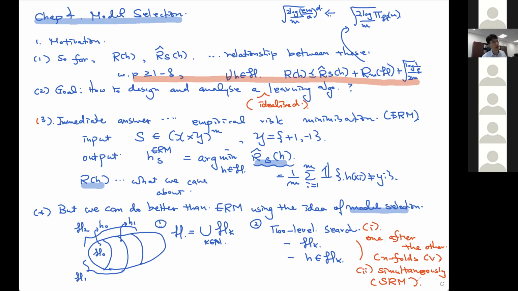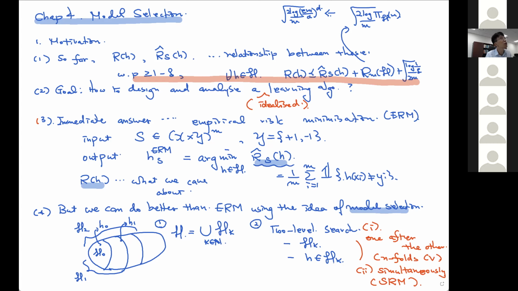So that's the idea of model selection: instead of saying our hypothesis set is monolithic, just a single set without any structure, we impose a structure. Specifically, we say that it's the union of smaller hypothesis sets. And then we do a two-level search. We search for an appropriate hypothesis set, and at the same time, we search for an appropriate hypothesis in that hypothesis set, sometimes at the same time, sometimes one after the other. If we do so, then often we get a better hypothesis.